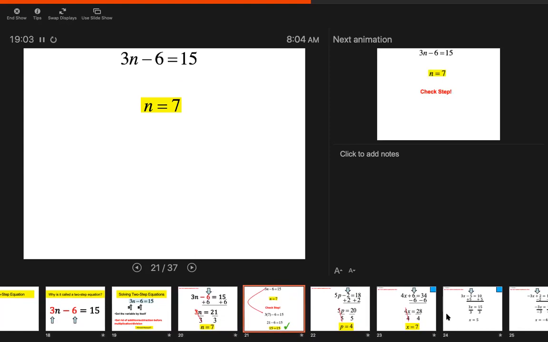We just solved this problem. We claim that the answer is 7, n equals 7.